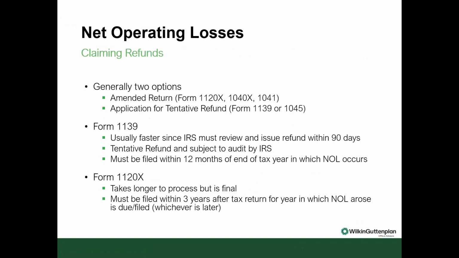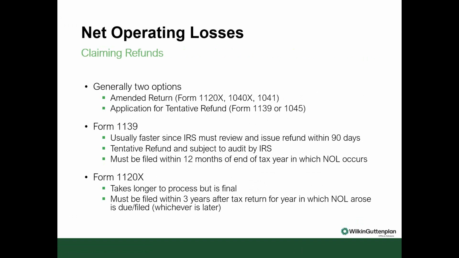The way we carry back or apply for a refund, there's 2 general options. One is an amended return, which is signified by the X at the end of the form. So 1120X is the corporate amended tax return, and 1040X is the individual amended income tax return. Or, which is the preferred method, is the application for tentative refund. For corporations, that's Form 1139, and for individuals, that's Form 1045. We're going to focus on Form 1139 because we're talking mostly about corporations, but this is a preferred choice because the IRS must review this Form 1139 application for a tentative refund and issue a refund within 90 days.